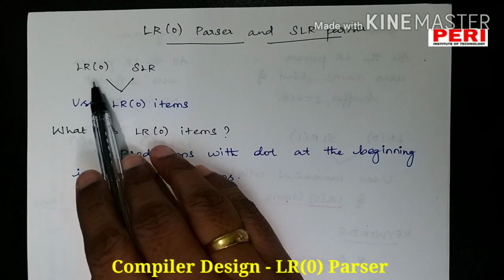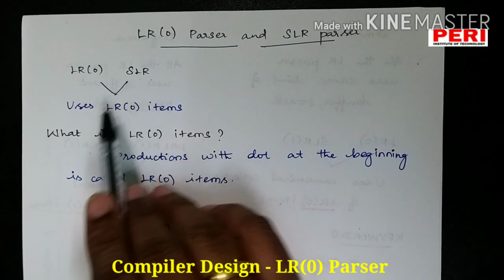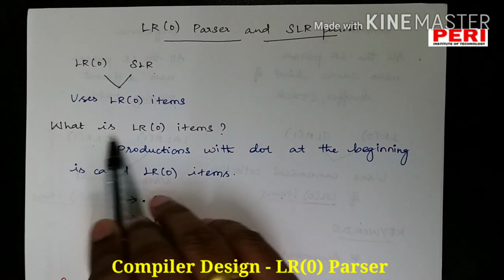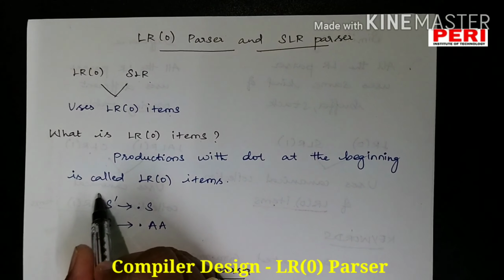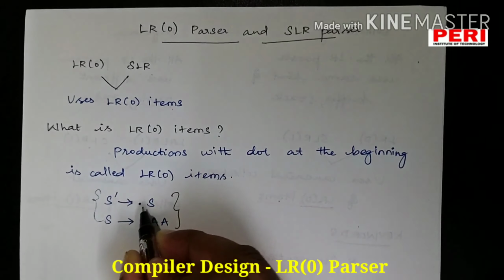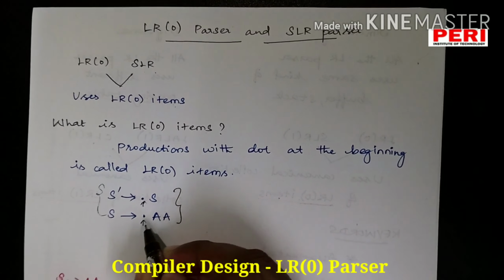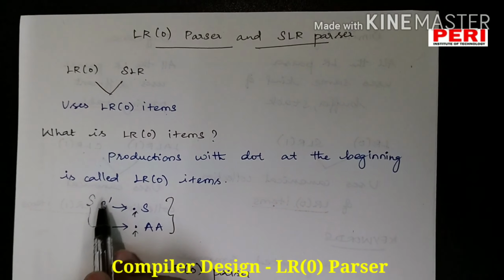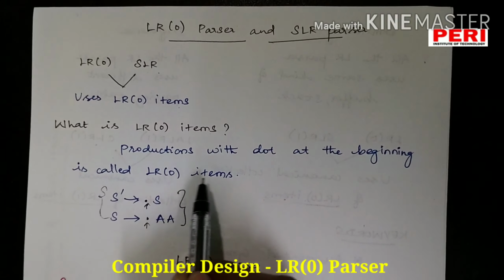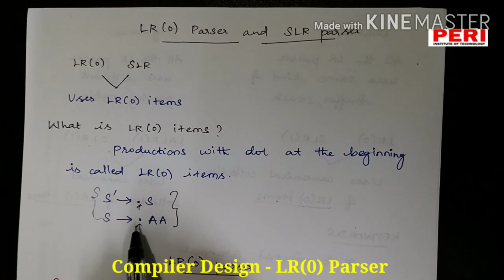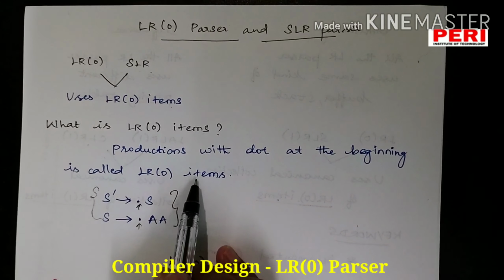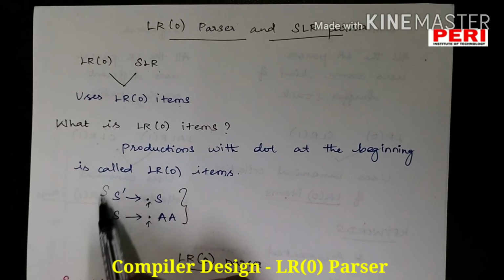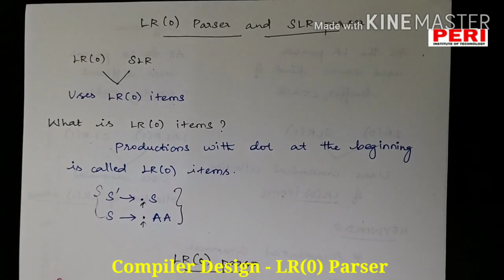As I told you earlier, LR0 parser and SLR parser make use of LR0 items. LR0 items means you have a grammar, right? When I add a dot to the right hand side of the production, it becomes closure, as I told you in the previous video. So this altogether is called LR0 items. A production with a dot symbol at the beginning is called an LR0 item. This LR0 parser will make use of these kinds of productions.